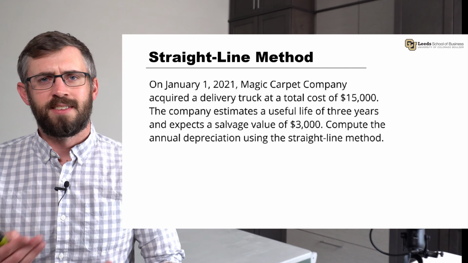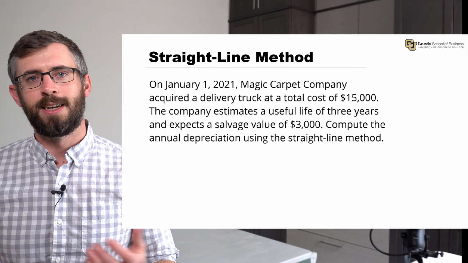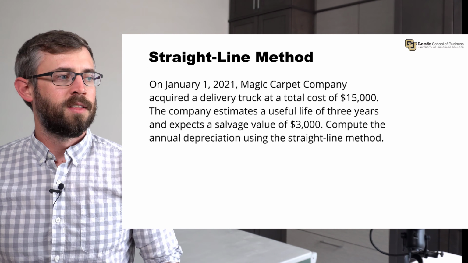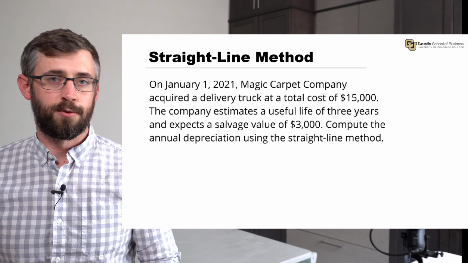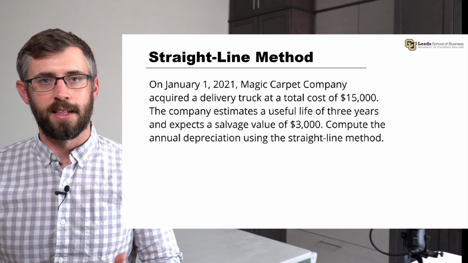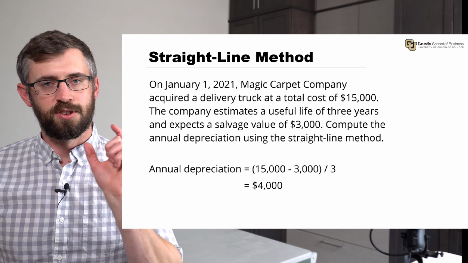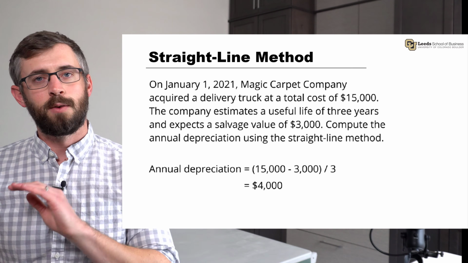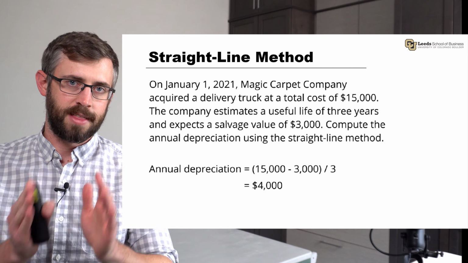So to illustrate this, we're going to use the same example for each depreciation method. Suppose we have the Magic Carpet Company, and on January 1st, 2021, they acquired a delivery truck at a total cost of $15,000. The company estimates that they'll drive this truck for 3 years and then sell it, and they could sell it for about $3,000 when they're done with it. We're going to first use the straight line method to calculate the annual depreciation expense. So we'll take the cost of $15,000 and subtract the salvage value. That gives us our depreciable basis of $12,000. Then we'll divide it by the useful life of 3 years and get an annual depreciation expense of $4,000 every single year.